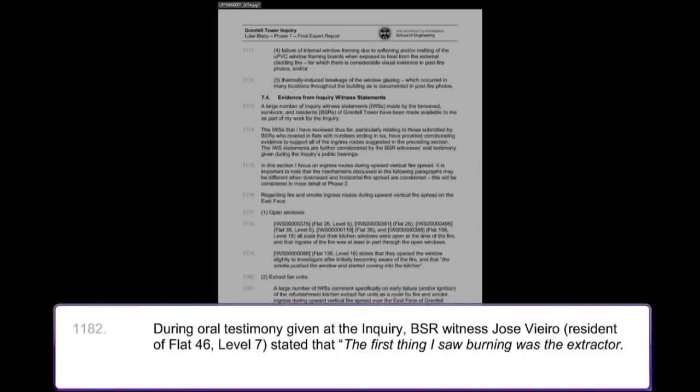This is one of the witnesses in flat six, I think. If we take it in stages, the first thing I need to explain is that this is an extract from Professor Bisby's report, his supplementary report, in which he's summarised evidence from a number of BSR witnesses. So the first person we see is Jose Vieiro, flat 46, who stated the first thing I saw burning was the extractor.